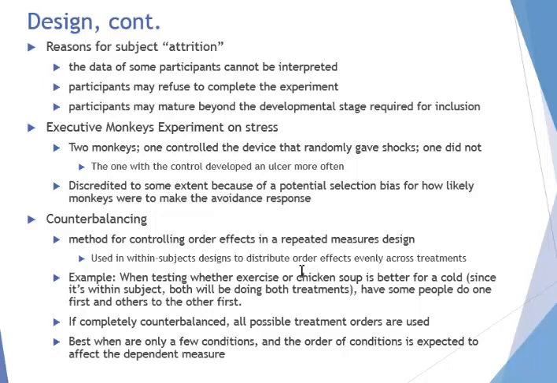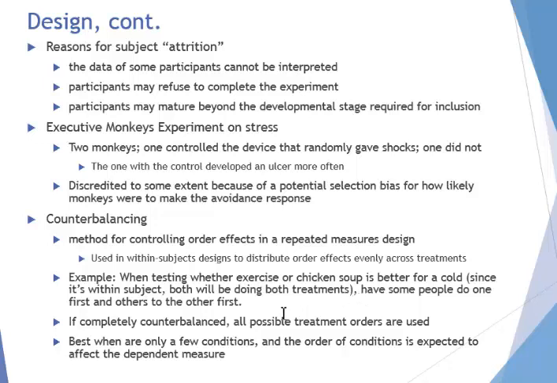Another way to prevent selection bias, or another way to prevent confounding variables, is to counterbalance. Essentially, controlling order effects in a repeated measures design. This is used within subject designs to distribute order effects evenly across treatments. In other words, what you're trying to do is make sure that there are no differences between the times in which they are established. Here's an example. Again, without an example, it's hard to understand in the abstract. When testing whether exercise or chicken soup is better for a cold, have some people do one first and the others try the other first.